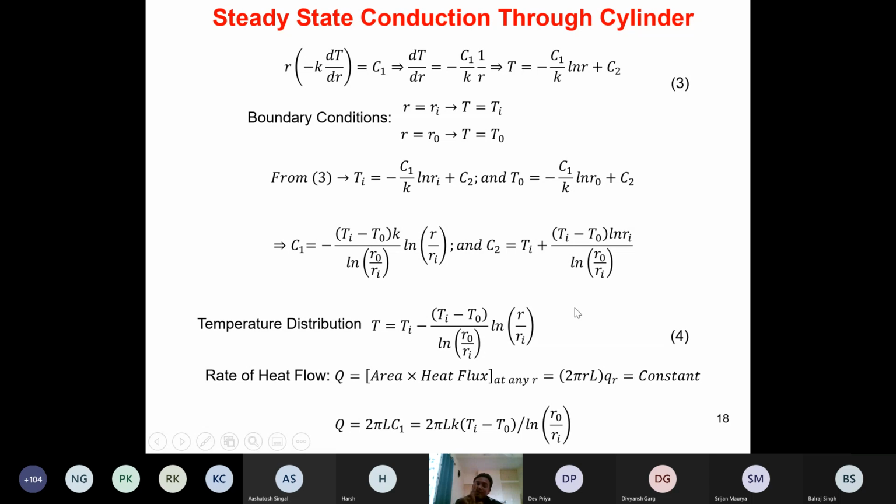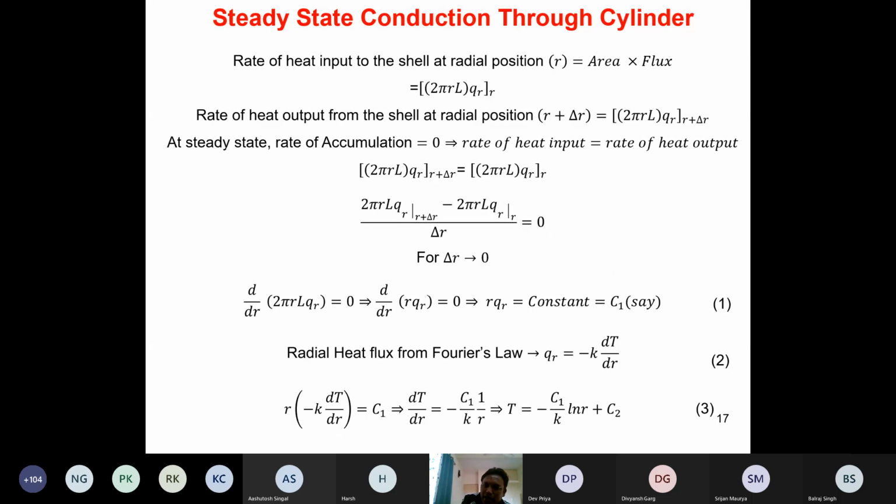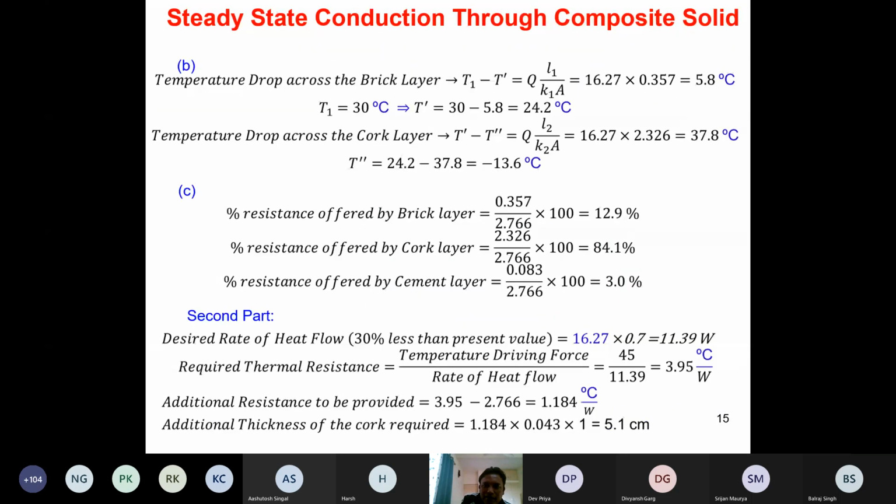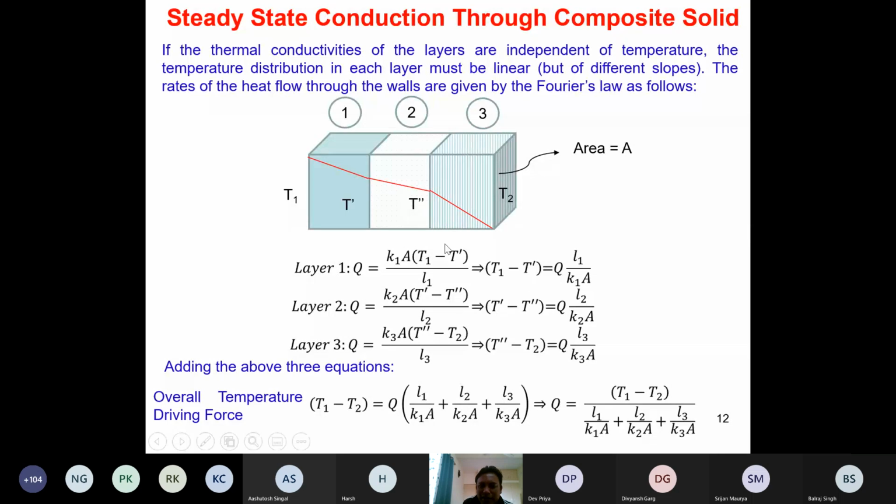Now here one thing to note down, unlike a flat slab in which we have obtained, I can go back to the flat slab again. Unlike this flat slab, here you can see the temperature distribution is linear. Temperature distribution is linear here. So this temperature distribution across each slab is going to be linear.